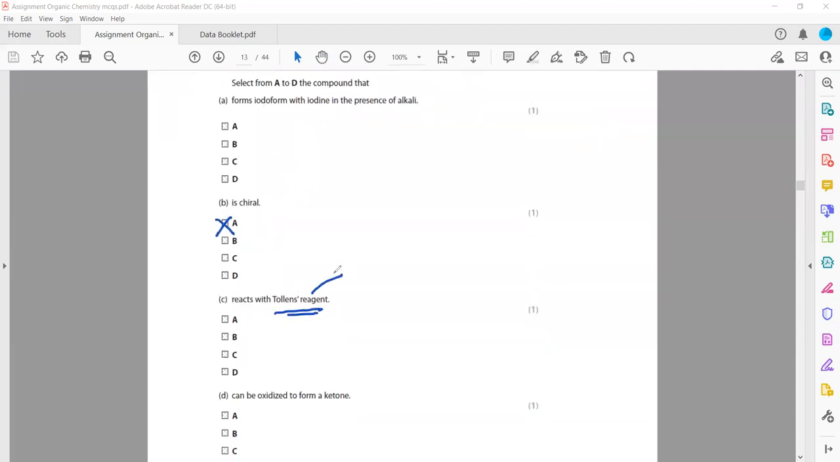Tollens' reagent is basically a test for aldehyde, as are Fehling's or Benedict's solution. These are the tests for aldehyde. So which one of them is an aldehyde? This will give a positive result.